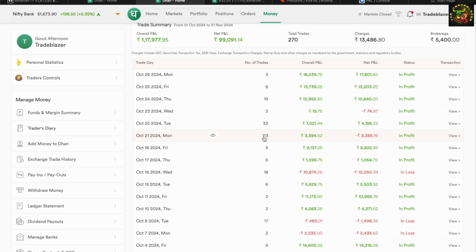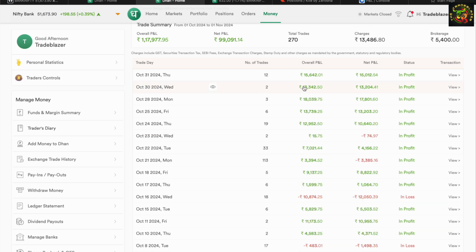Again, as I said, it need not be the number of trades, but the number of orders, buy and sell orders. In one trade, there can be 10 orders as well. So 5 buy orders where I will be averaging or pyramiding and 5 sell orders as well. That can happen. So in that way, you can see that though I am in green, 3,400 I made on this particular day, I'm paying more than that as charges. But overtrading is not at all suggested.